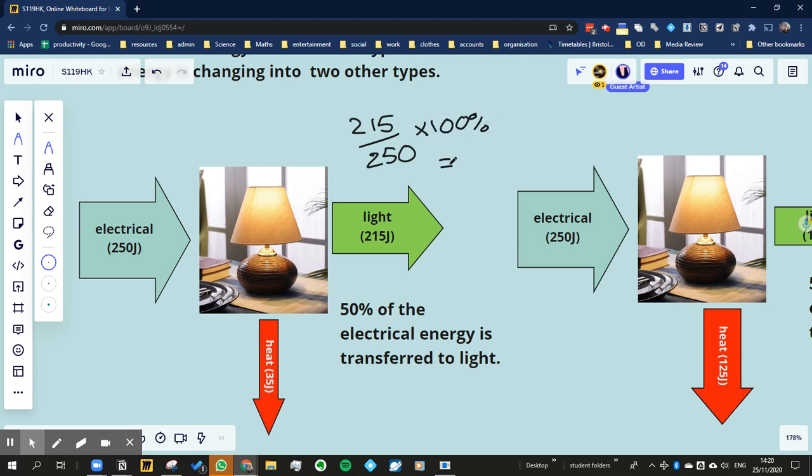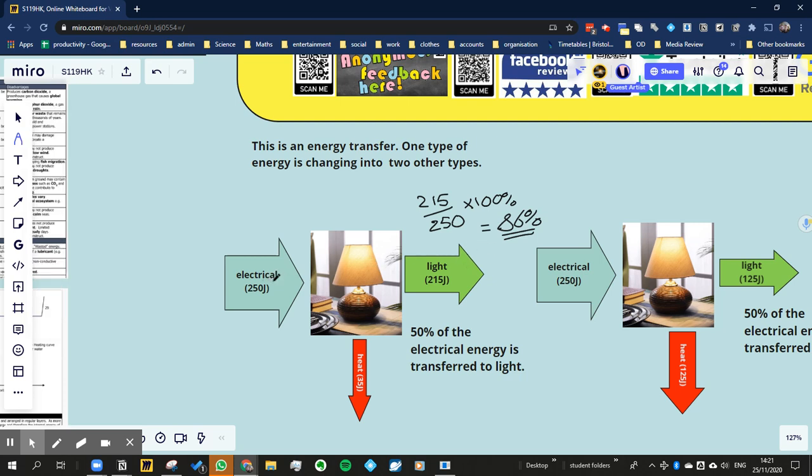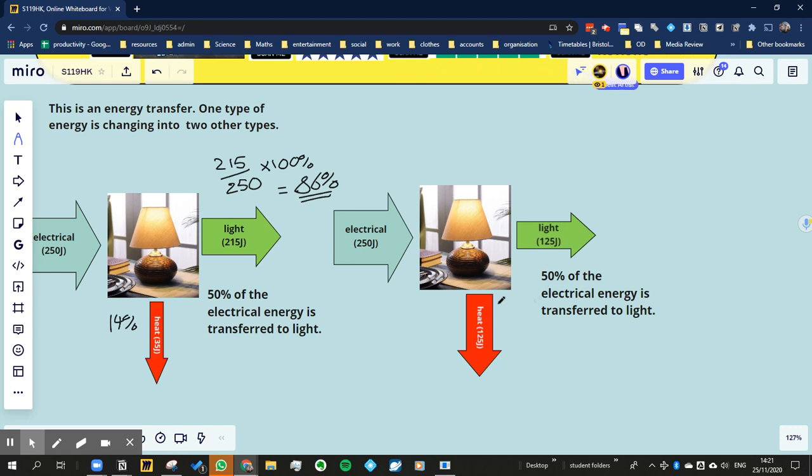Do you have a calculator handy? 215 divided by 250 is 0.86. If you times that by 100, you'll get 86, and then it's percent. So that's a pretty good light bulb. It's making 86% of the electrical energy turn into light. That would mean that 14%, the rest of it, would have been the wasted energy. And over here, it was 50-50. So this one on the left is a lot better, and this one on the right is not as good.